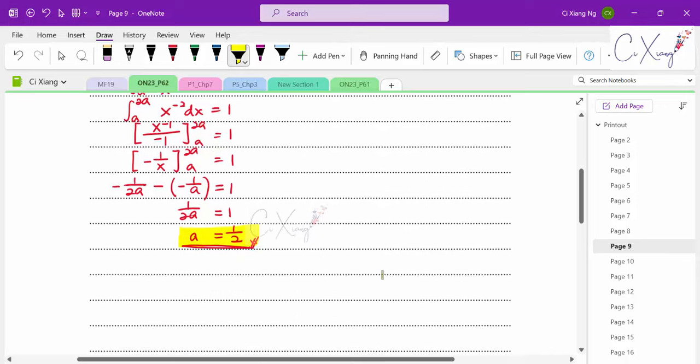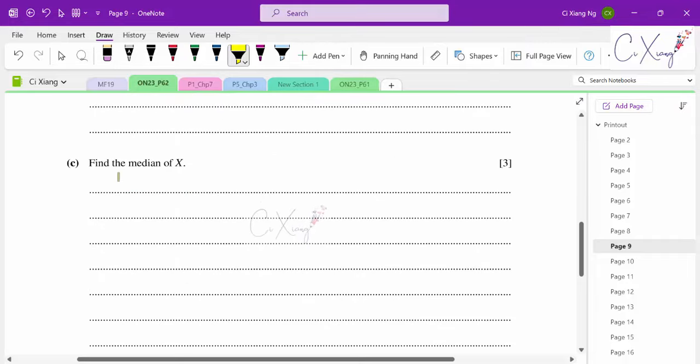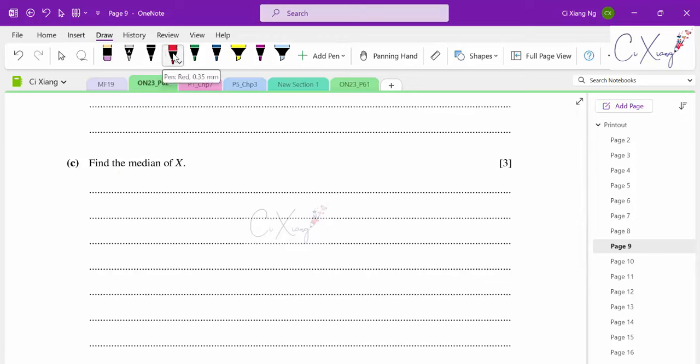Then how about part C? For part C, they want you to find the median of x. Okay, so to find the median of x, I know that if I get the area from a, which is half, until the median, which I put as m, the area that I get should be equal to 0.5, because the median covers 50% of the data from the lowest limit until the median. So I use the integration from the lowest limit until the median for the function, and I let it equal 0.5.